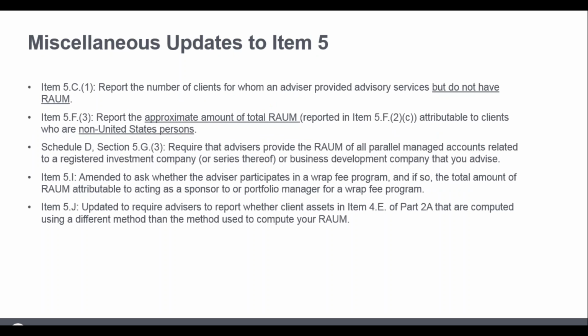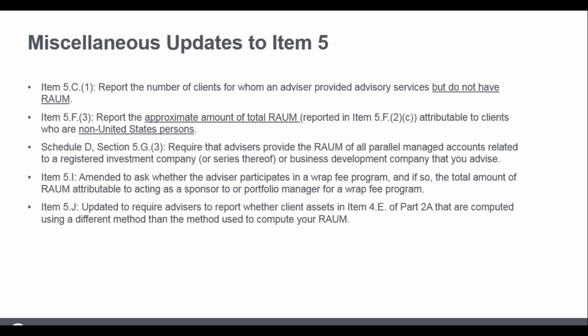So there have been some other miscellaneous updates to item 5. In 5C1, you're now going to be asked to report the number of clients for whom you provide advisory services, but they don't have any AUM. An example of that would be perhaps a new client agreement has been put into place, it's signed, it's effective, but the account has not yet been funded. That's probably going to be a relatively small window of time, but it is something that could get picked up.